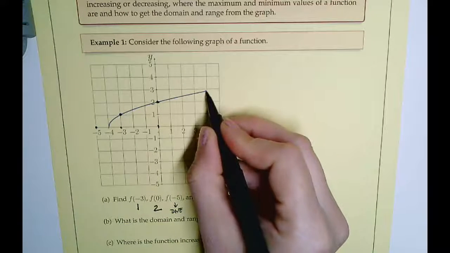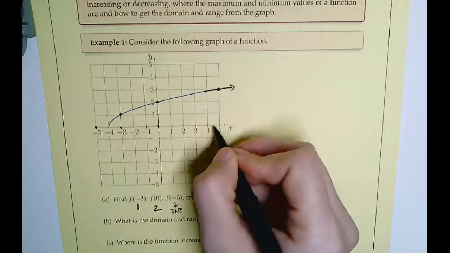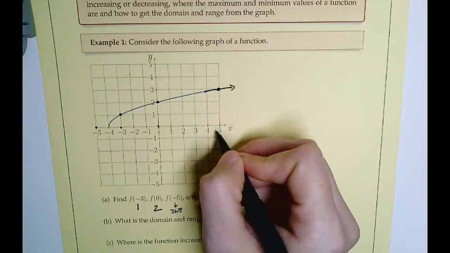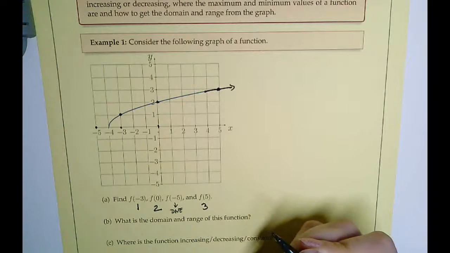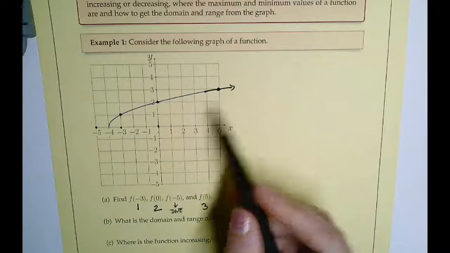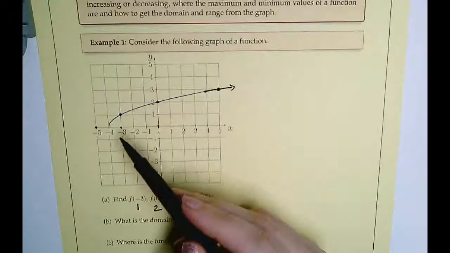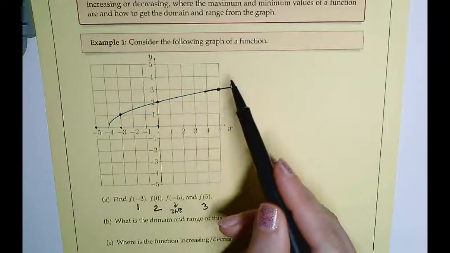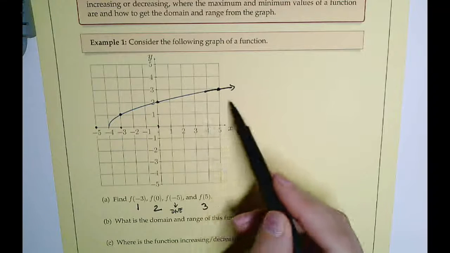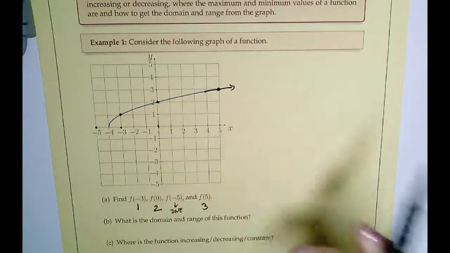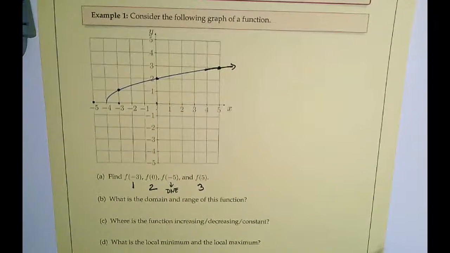What about f of 5? Well, this arrow means that it will go on, right? So if we were to find f of 5, it will be 3. Later on, when we learn about how to use transformations, you will be able to identify this graph as the graph of square root of x shifted to the left 4 units, but it will be a couple lectures away.